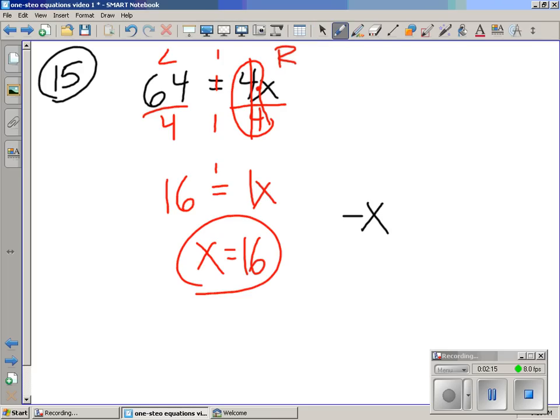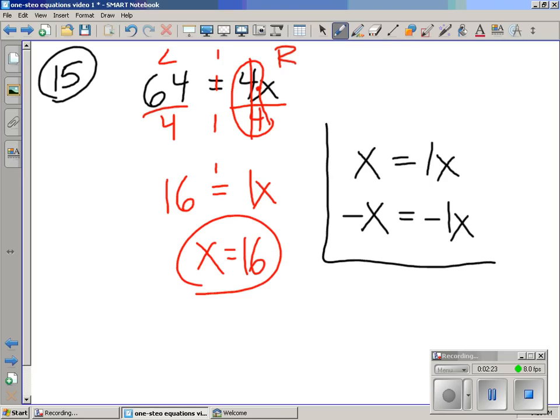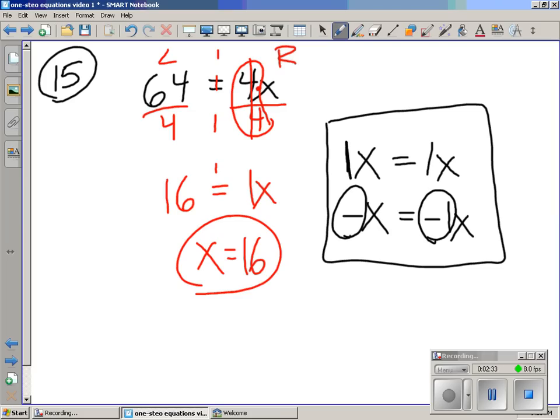Make sure that after this lesson you know that x is the same as 1x, that -x is the same as -1x. This is going to be a key concept for you as you work with solving equations. If you don't see a number, that coefficient is 1. Again, if you don't see a number here, since there's no negative symbol out front, it's just a +1.